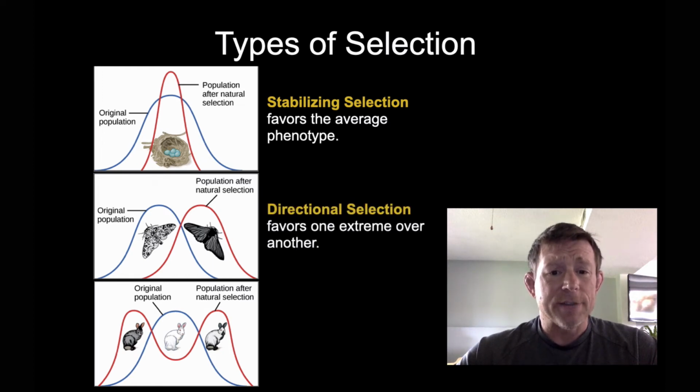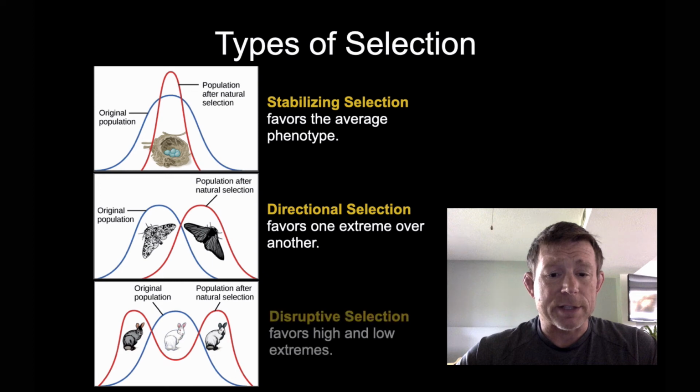Directional selection favors one extreme over another. So this will actually shift a population one direction or another. It could shift a color, or it could shift the size of a beak, for example, in the finches that Darwin observed. And the third type of selection is called disruptive selection.